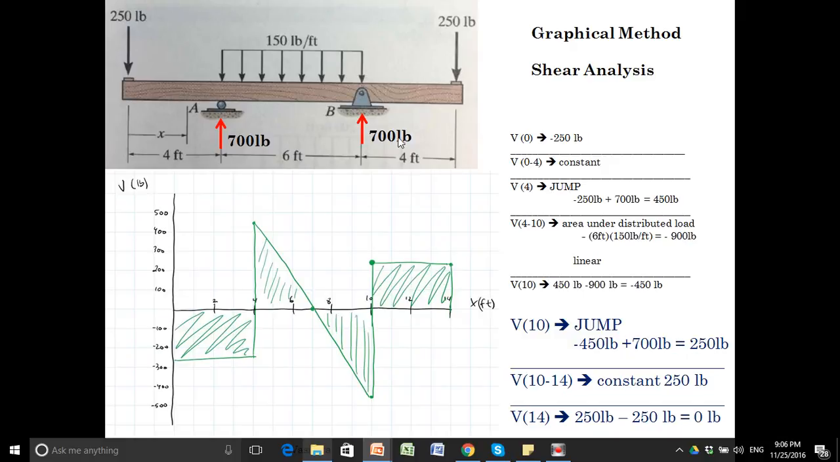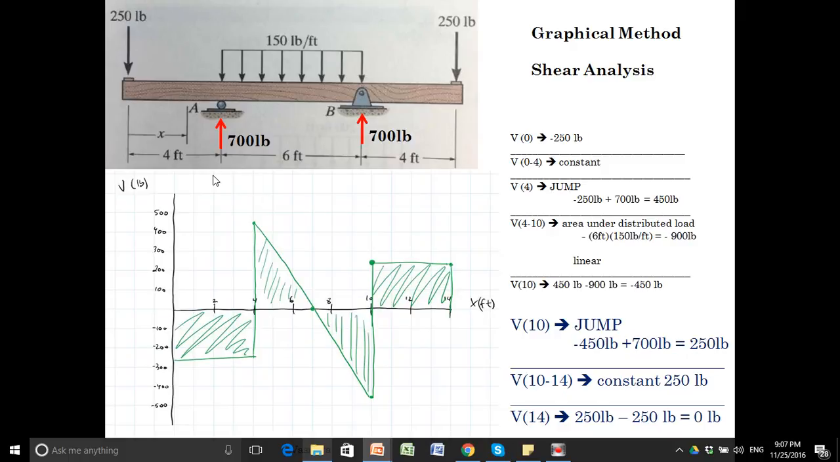But all of a sudden, at 10 feet, there's another 700 pound force upward. So even though we're at negative 450, we have a jump upward, plus 700 pounds. So negative 450 plus 700 brings us up to 250 pounds. Once again, for this last 4 feet, there is no force being applied up until the very end. So we just stay at a constant 250 until the very end at 14 feet. And this 250 downward brings us down to 0. So this is what our shear diagram will look like.